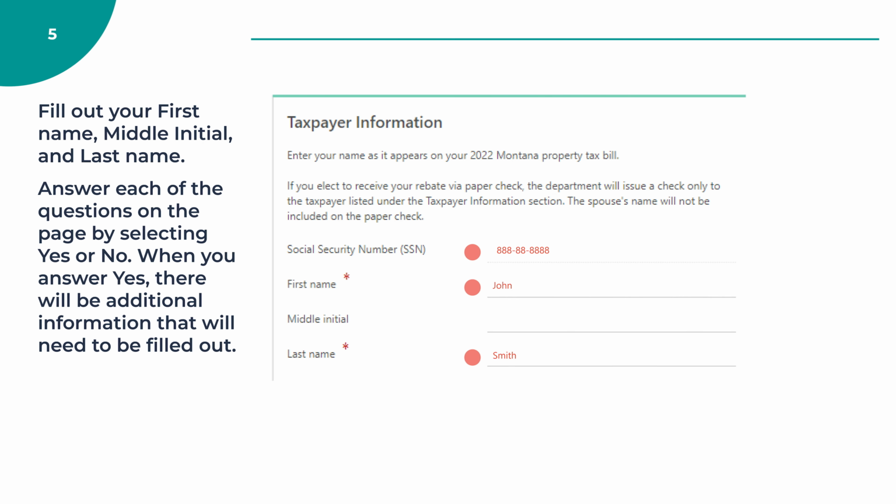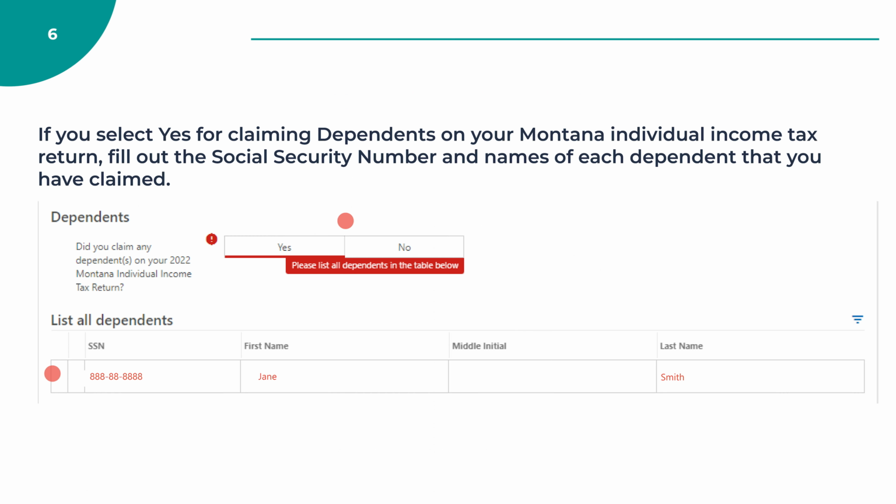Fill out your first name, middle initial, and last name. Answer each of the questions on the page by selecting Yes or No. When you answer yes, there will be additional information that will need to be filled out. If you select Yes for claiming dependents on your Montana individual income tax return, fill out the Social Security number and names of each dependent that you have claimed.